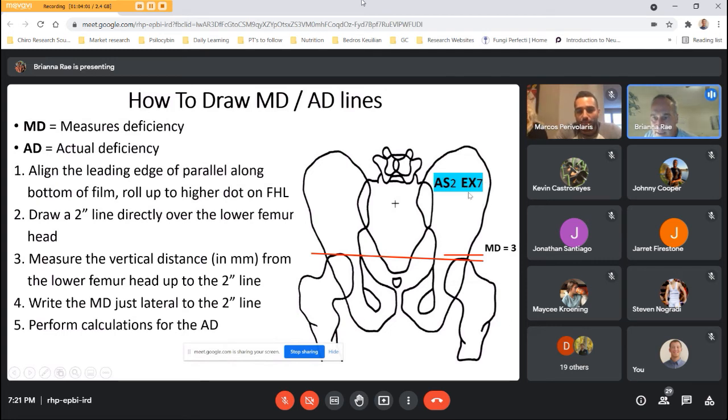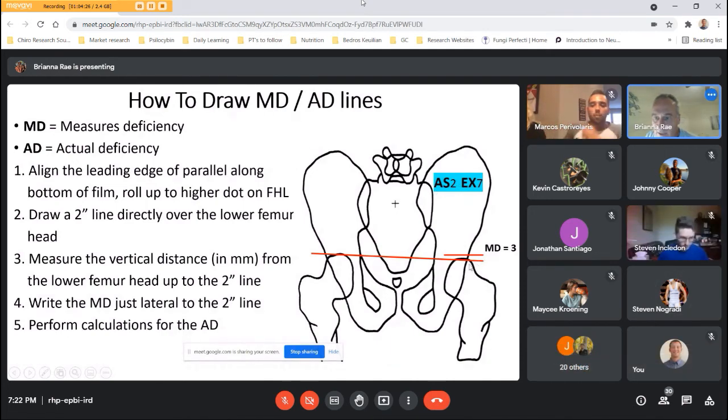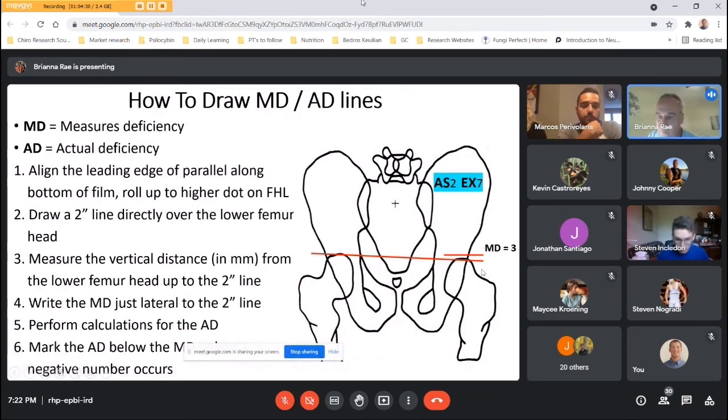It's the EX. So if we correct an EX, what does that do to the femur head height? It raises the femur head. And how far is it going to raise the femur head in this case? We said it was what? 2 millimeters. So if we have a measure deficiency of 3 on the right, and if we correct this ilium misalignment, it's going to raise the femur head 2 millimeters. So that gives us an AD of 1.